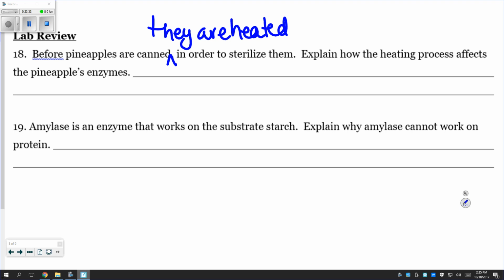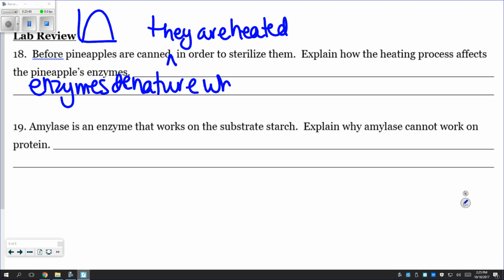Think about this much like the graph. You've heated them up. Why is that problematic? Well, that's going to be problematic because now the enzymes denature when heated. Remember, denature means change shape. Change shape means now the function's changed.